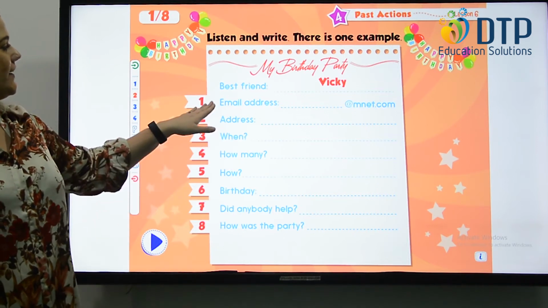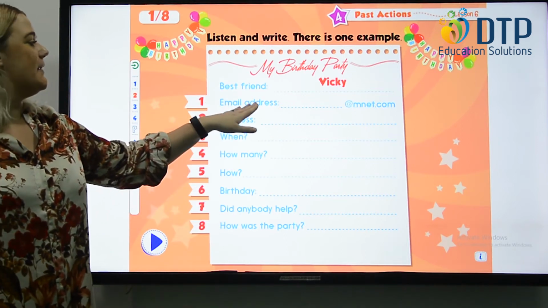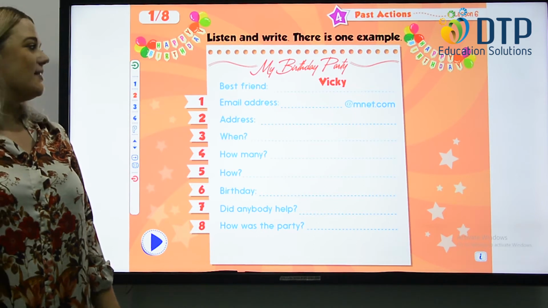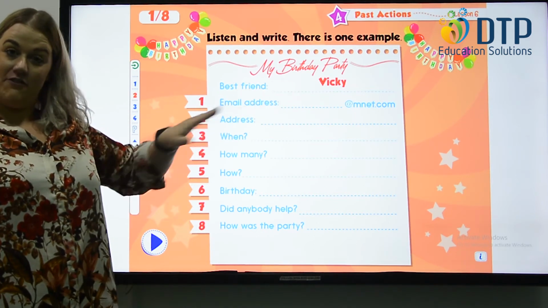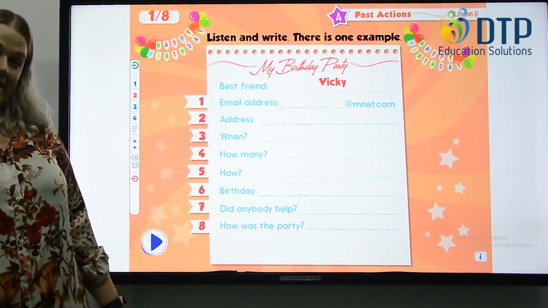So now we're going to look at number one and we're going to be listening for her email address. You can see if you can write this down at home as we're listening.